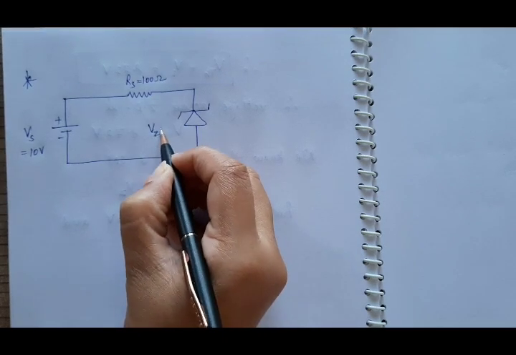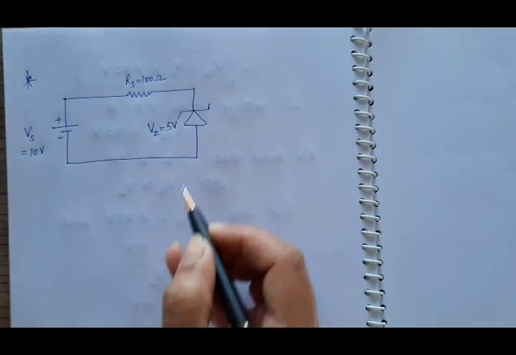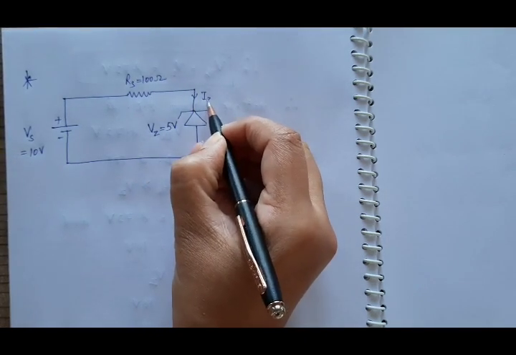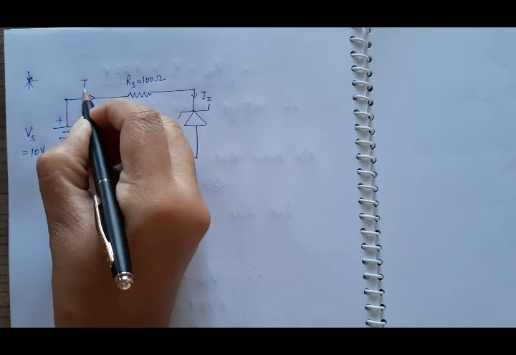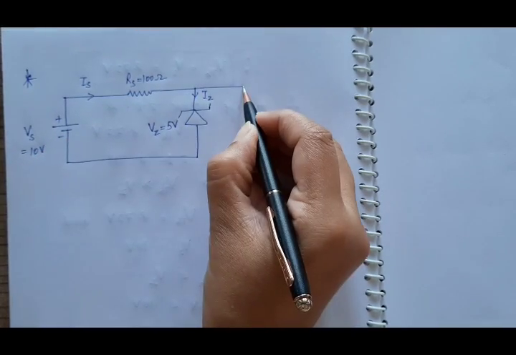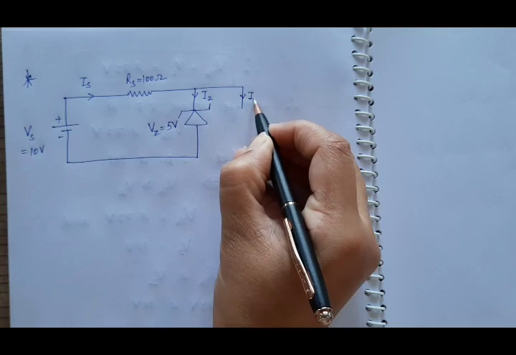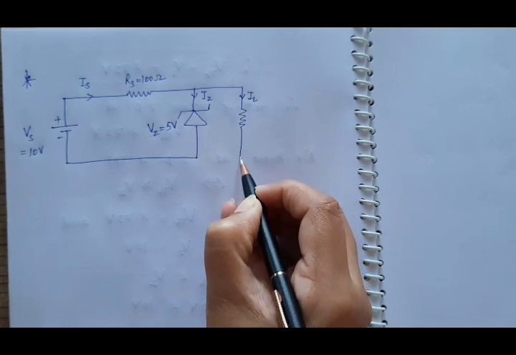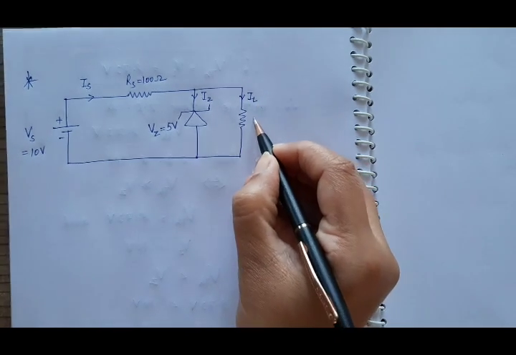Vz is the given Zener voltage, that is 5 volts. Suppose Iz is the Zener current, Is is the source current, and IL is the load current flowing through the load resistance RL.